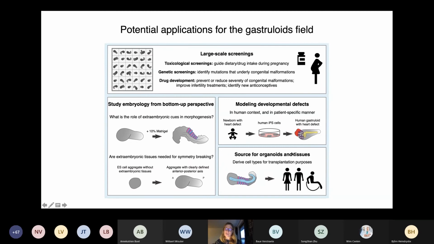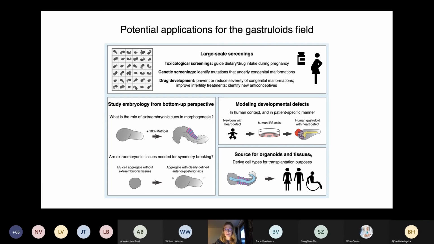The currently available version of the human Gastruloid system is based on embryonic stem cells, but we hope that we will soon also be able to generate Gastruloids from induced pluripotent stem cells. If we can do that, then that would allow us to model human congenital malformations in a patient-specific manner. For example, if we can make Gastruloids from iPS cells derived from newborns with a heart defect, then we can maybe use the resulting Gastruloids to study this heart defect and to develop drugs that prevent or reduce its severity.